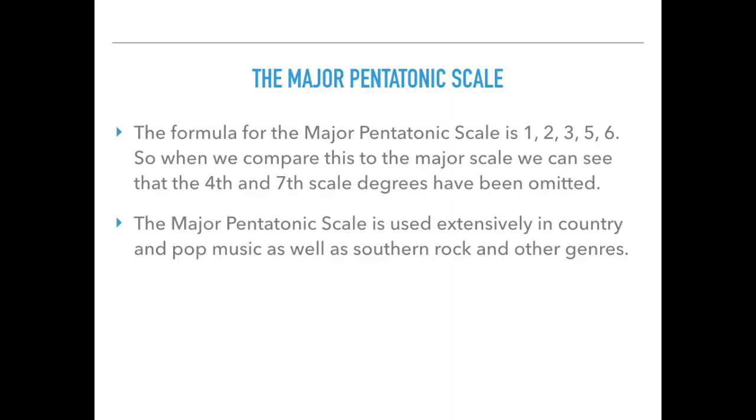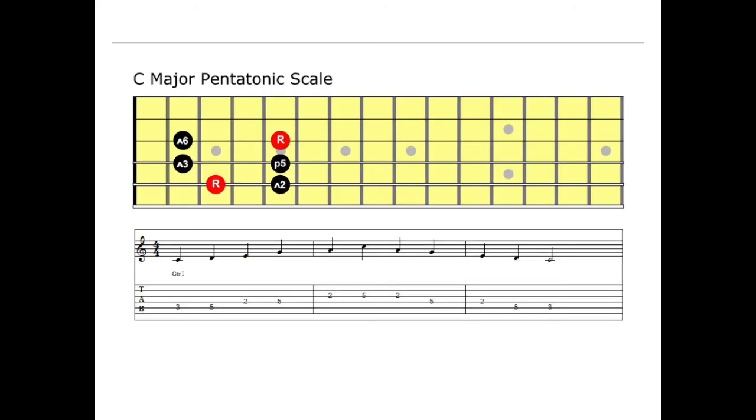The major pentatonic scale is almost the opposite of the minor pentatonic. We have the formula 1, 2, 3, 5, 6. The major pentatonic is used extensively in country and pop music, as well as southern rock and other genres. So if you think of something like Sweet Home Alabama, or basically anything by Lynyrd Skynyrd, a lot of it is going to be major pentatonic.